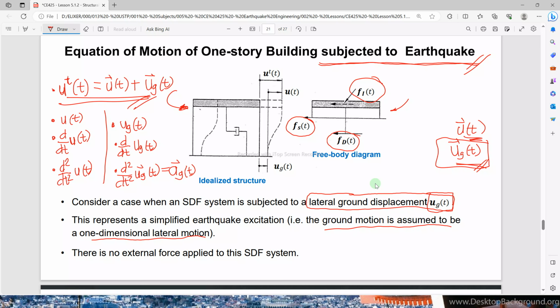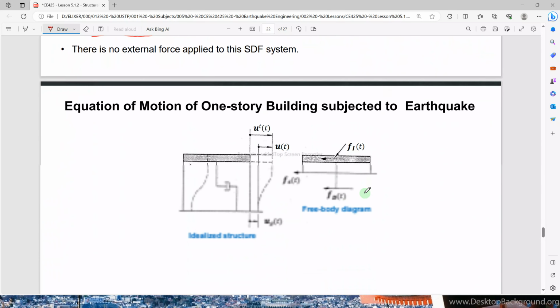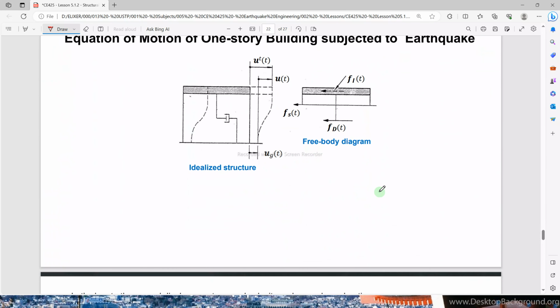This is a vector quantity. And we have here the ground velocity as a function of time, and the lateral ground displacement as a function of time, again caused by the earthquake excitation. So we have three dynamic forces applied to our structure, but there is no external loading. So what happens now to our equation of motion?